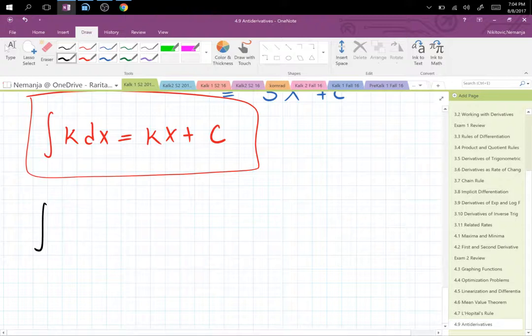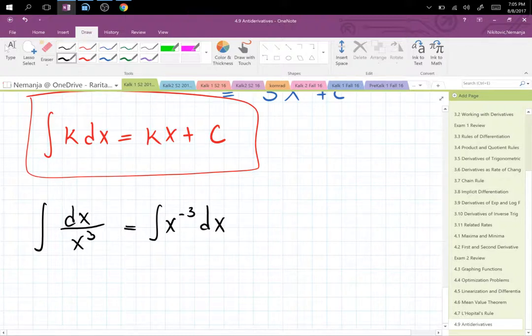All right, next question, guys. How much is dx over x cubed? So what should I write here? Nice. We first rewrite this, and then we unleash the plus 1 formula. Let's go.